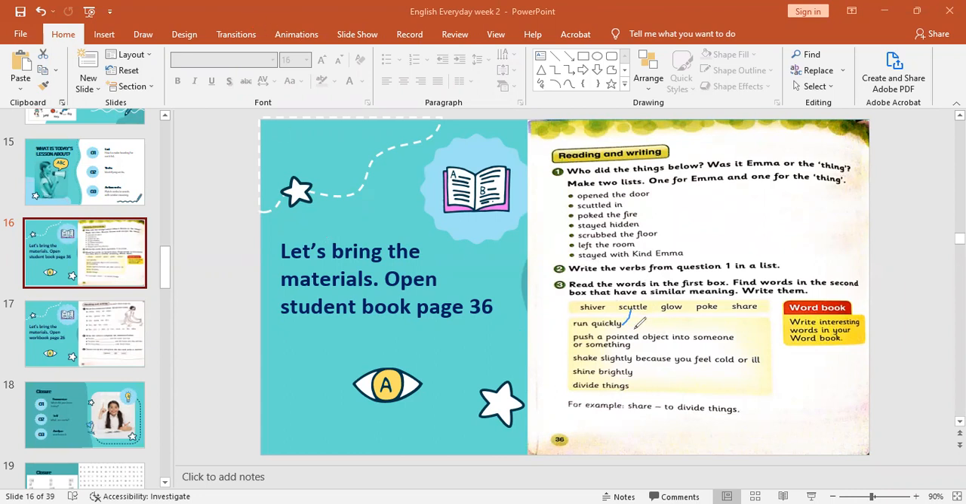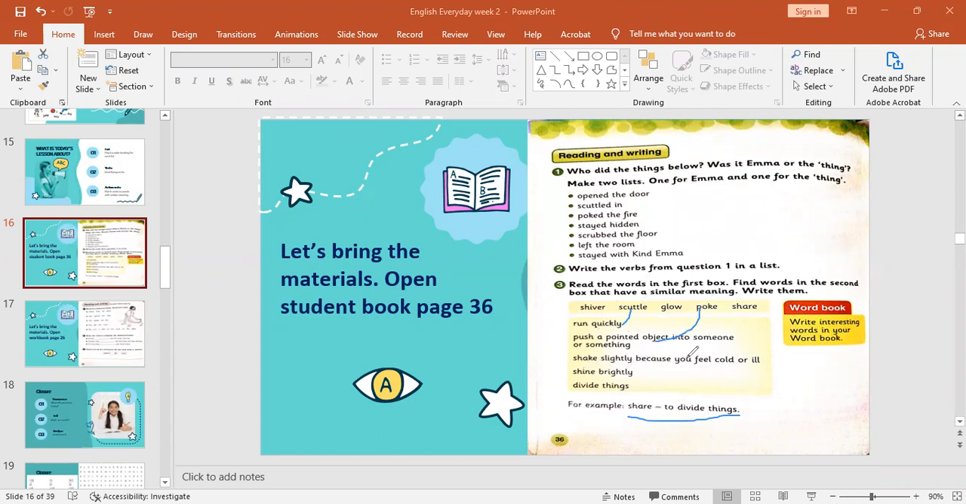Don't make it like this. You have to write it out in your notes, okay? Like how they wrote it here, share means what? To divide. So you're going to write it like this. So you write scuttle means to run. Push a pointed object into someone or something. It means to poke, okay?